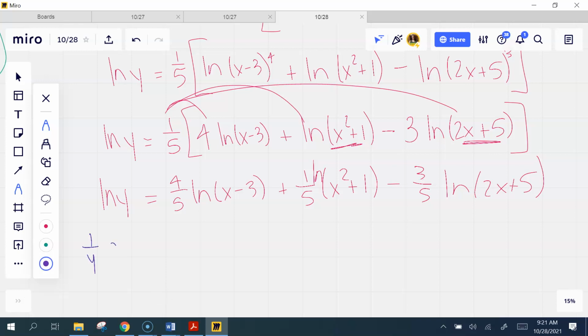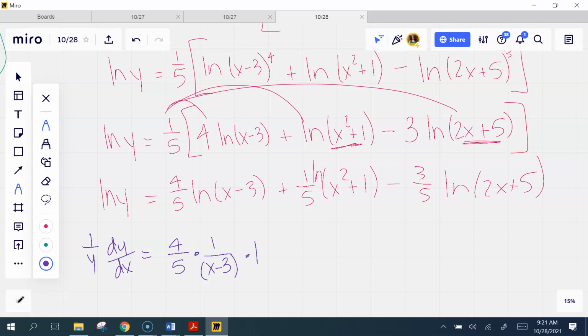One over y dy dx equals, I've got 4/5 times, what's the derivative of the log of x minus 3? 1 over x. Yes, I just didn't want anybody to say where'd that come from, so I wanted to make sure I showed. And the derivative of x there is just 1, so I don't have a chain rule to worry about. So write it if that helps you.